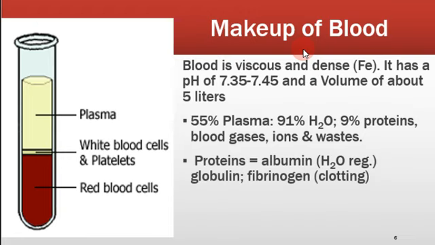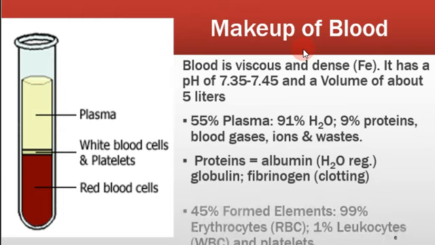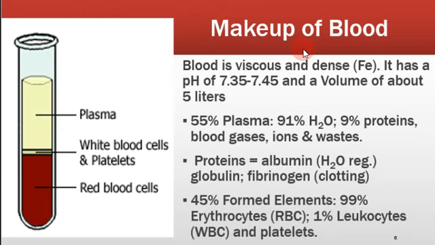That kind of icky stuff. We have that too. That helps with water regulation. We have something called globulin, fibrinogen. Those are to be recruited if clotting is needed. And 45% of the formed elements, 99% of those are RBCs, 1% are WBCs and platelets together.